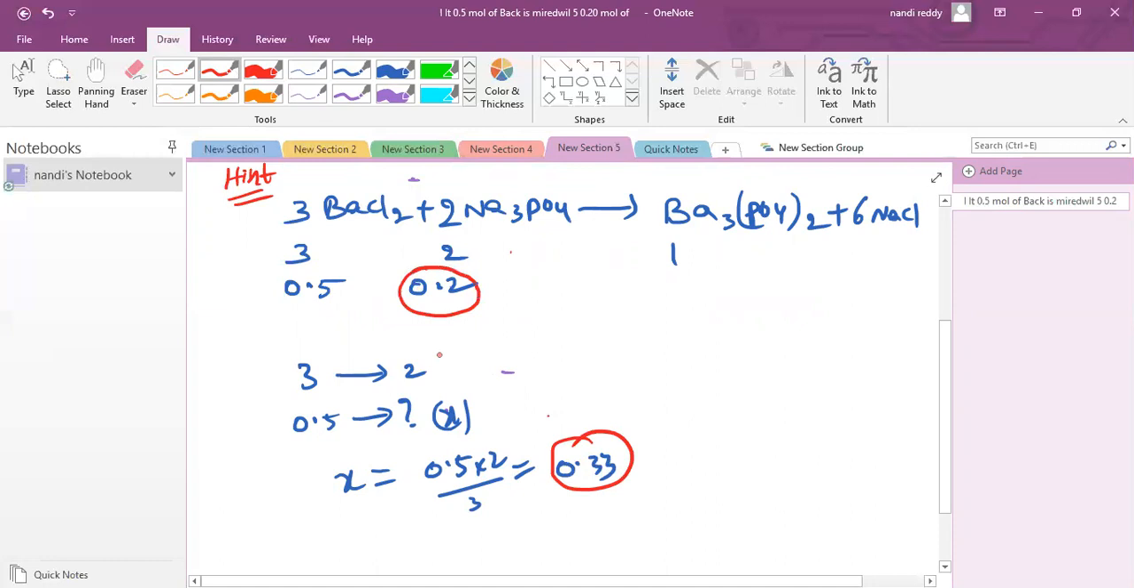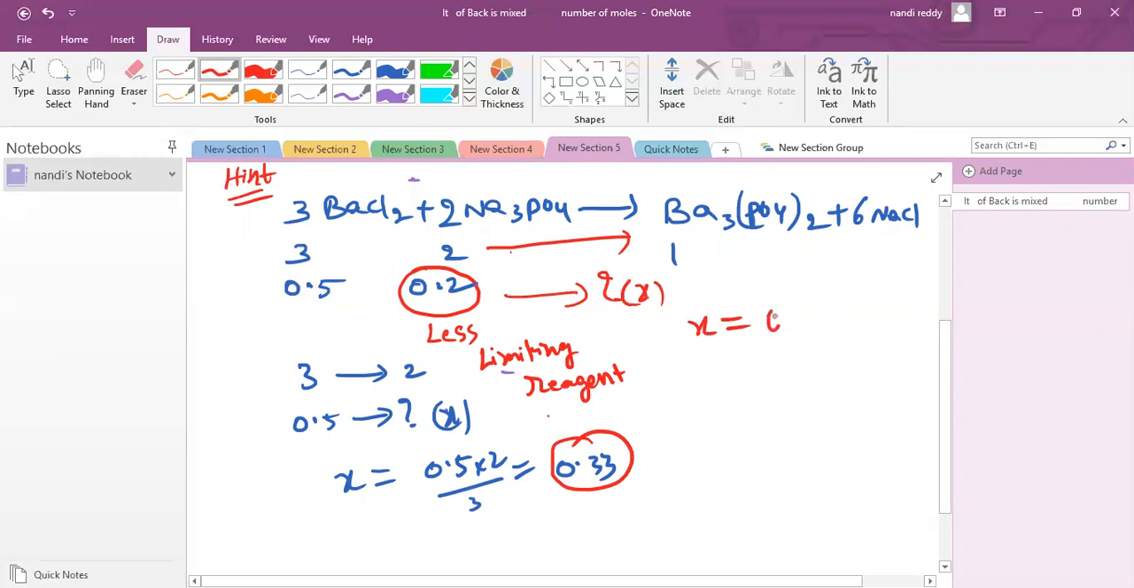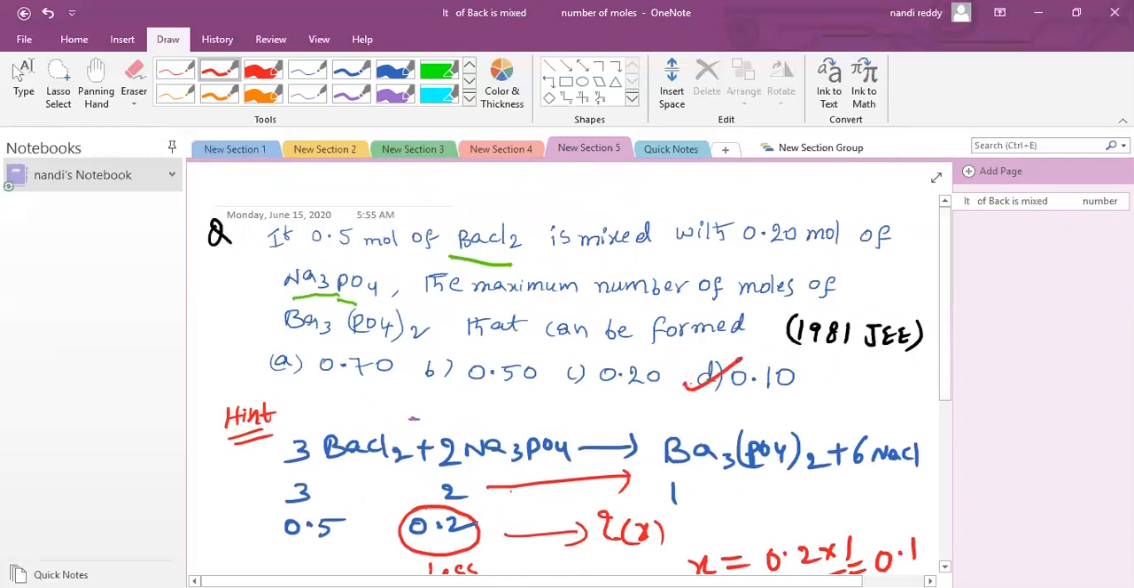So which is the limiting reagent? We need 0.33 but have 0.2. This is the lesser amount, so this is the limiting reagent. So less means limiting reagent. So which is the excess reagent here? I hope you can identify easily. BaCl2. So 2 moles gives 1. Then 0.2 moles gives how much? Then x equals 0.2 into 1 by 2, nothing but 0.1 moles. So which option is matching, you can find out here. This is the answer.